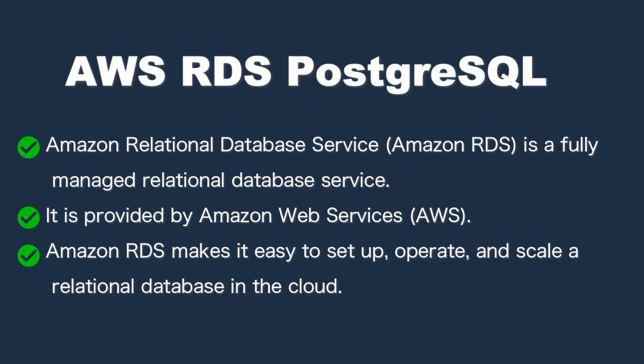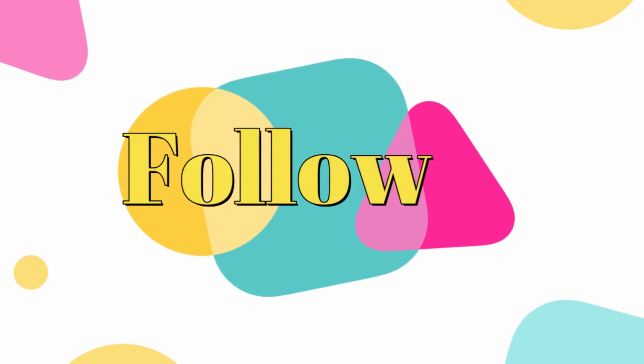Amazon Relational Database Service is a fully managed relational database service provided by Amazon Web Services. It makes it easy to set up, operate, and scale a relational database in the cloud. To configure an Amazon Web Services relational database service PostgreSQL database with Django, you have to follow these steps.